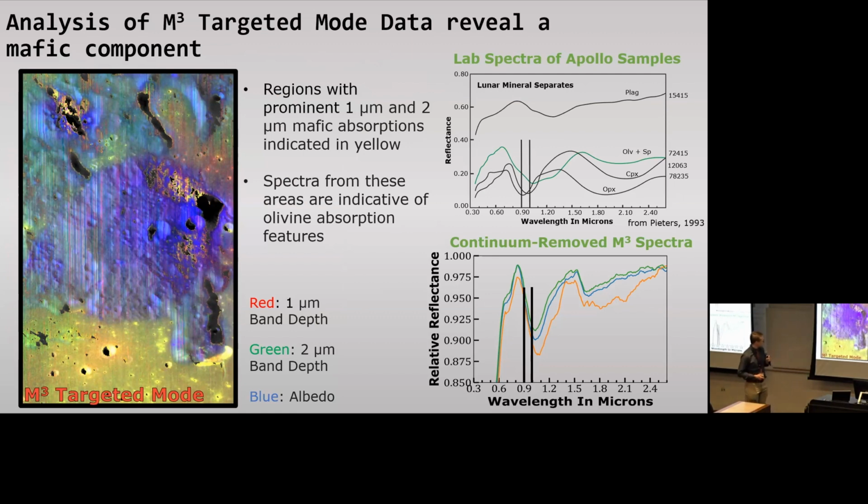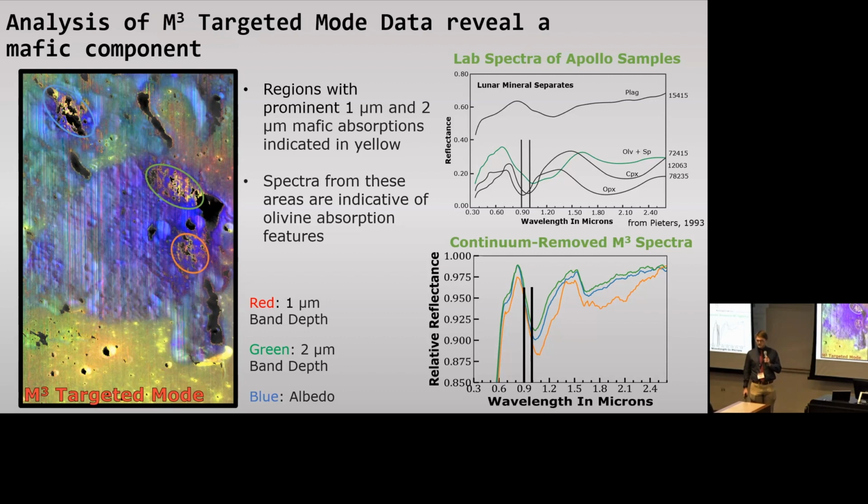And what we started off doing is making a standard kind of RGB composite that is standard for M-cubed data, where the 1 micron band depth is in the red channel, the 2 micron band depth is in the green channel, and the albedo is in the blue channel. And the thing that we noticed from this image were these yellow splotches that popped up on the dome. And typically yellow kind of means more mafic material.